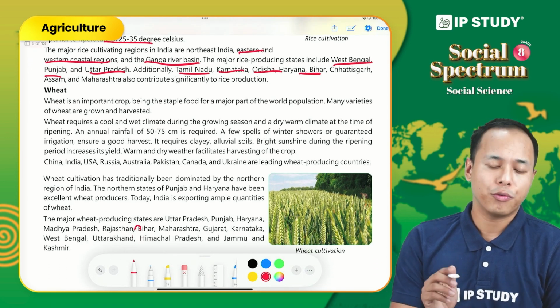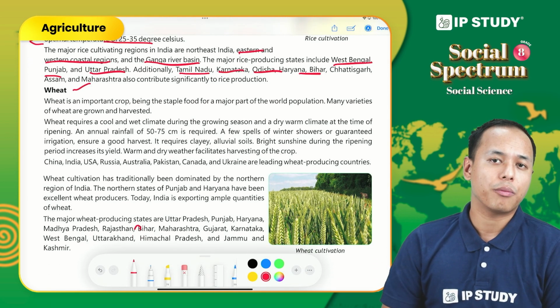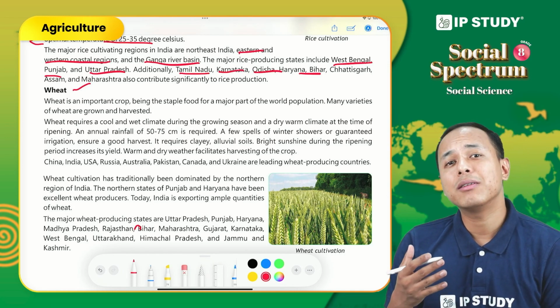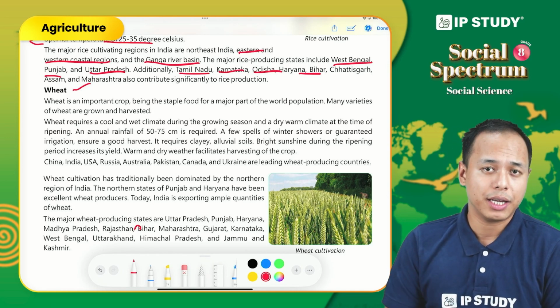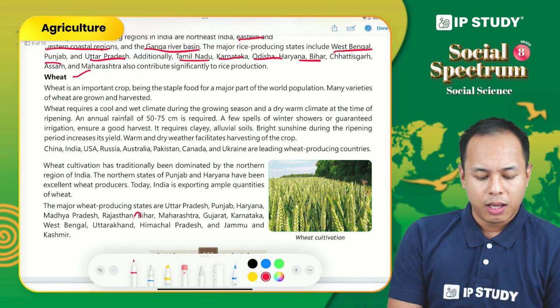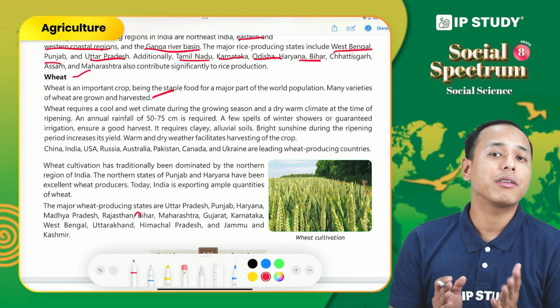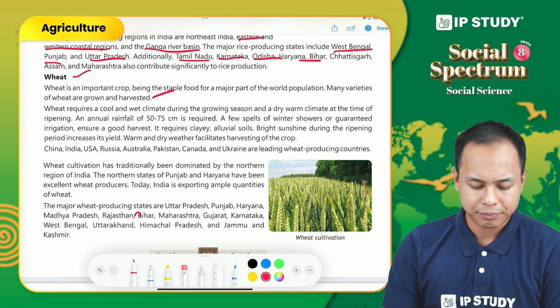Now come to wheat. Wheat as a food crop. So we know wheat is a food crop and it is one of the important staple food crops of India. Okay. A variety of wheat is grown and harvested in different parts of the world as well as in India.